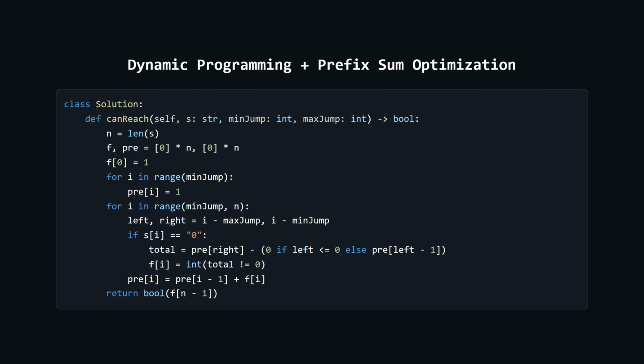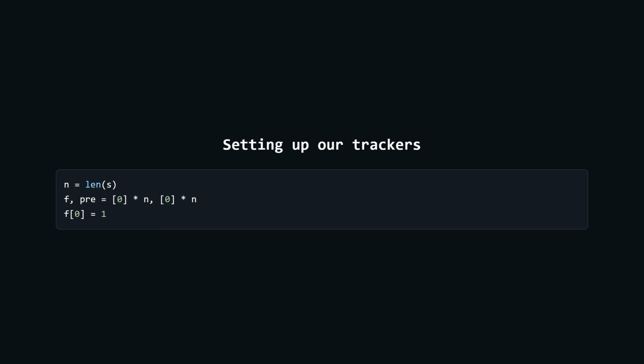Let's slice this up and see exactly what it's doing line by line. First, we figure out the length of our string. Then we create 2 lists full of zeros. The list F will track if a spot is reachable, and pre will be our running total of reachable spots. We know the start is always reachable, so we set the first spot in F to 1.